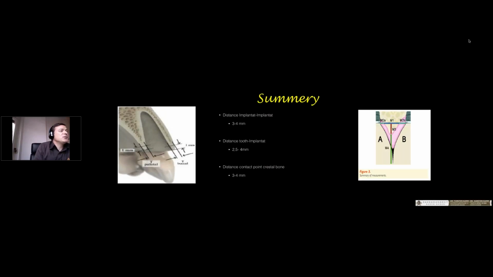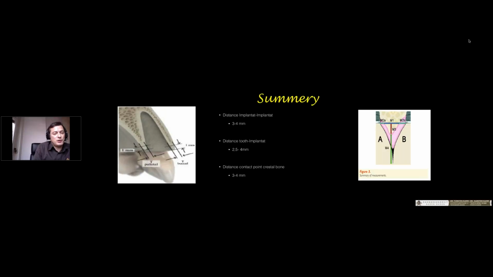Summary from me: the perfect distance between two implants is 3 up to 4 millimeters. The distance between the tooth and the implant, you know it, 2.5 up to 4 millimeters. And if you look at the studies from Tarnow, he showed, and most people know, 1.5 millimeters. That is not wrong, but 1.5 is the minimum. The optimal in the studies from Tarnow and from Kan is not 1.5. The optimal is 2.5 up to 3 millimeters.